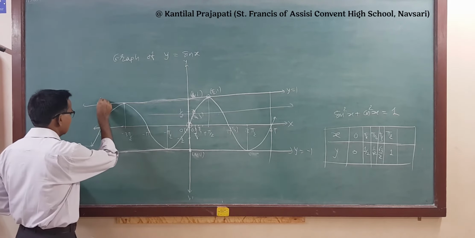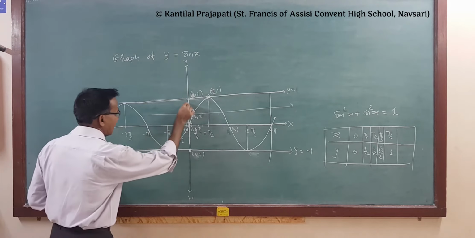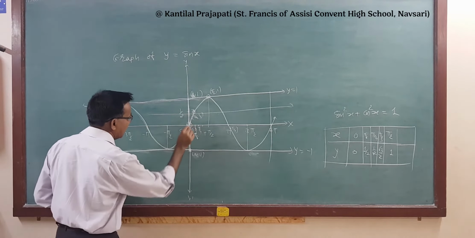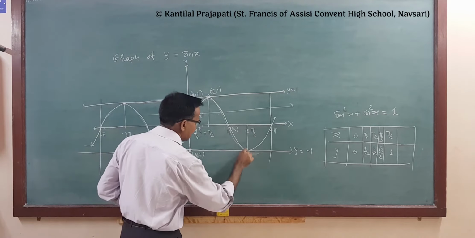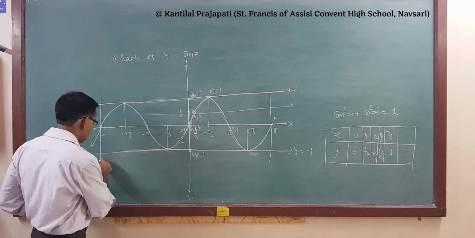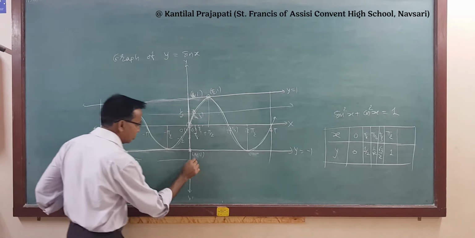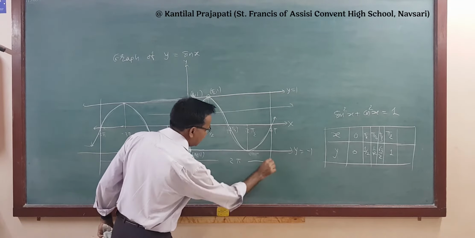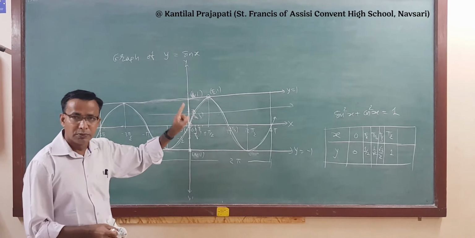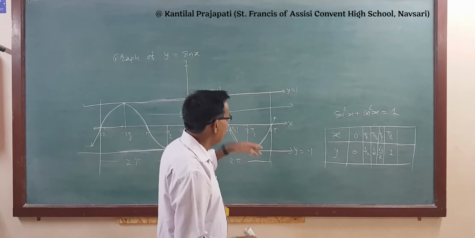Right, here also the shape of the graph is like this. The shape of this graph also repeats in an interval of 0 to 2 pi. This line is a complete 2 pi. Here also this line is 2 pi. That is, the period of the sine function is 2 pi, and so on.